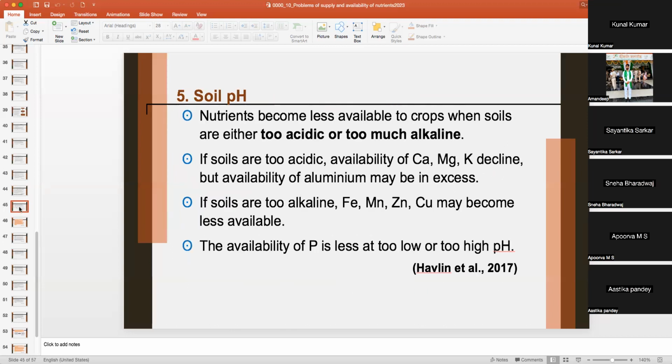Now, fifth is the soil pH. Nutrients become less available to crops when soils are either too acidic or too alkaline. If soils are too acidic, availability of calcium, magnesium, potassium declines, but availability of aluminum may be in excess. I think you know soil pH and availability of nutrients, so I will not go into much detail. Because this is very common, you can see one picture of how soil pH affects nutrient availability.